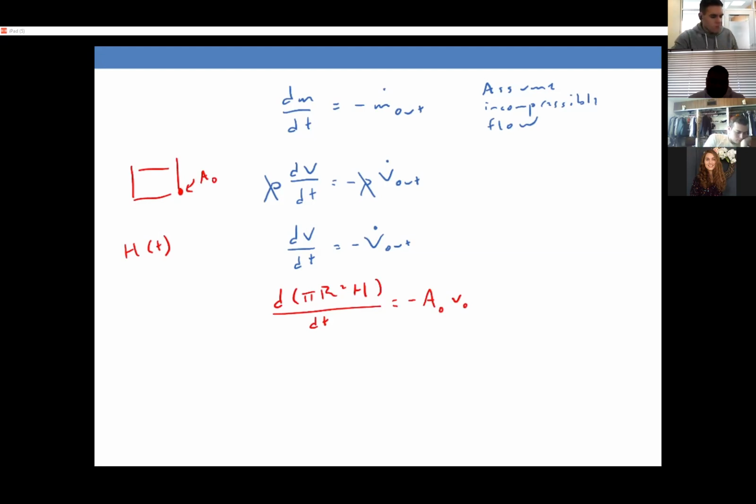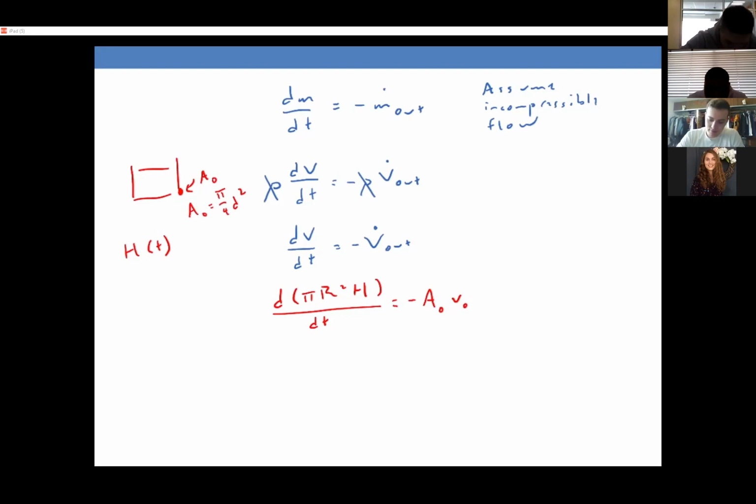Now, we have pi r squared h inside that derivative. Anything that's a constant can come out of the derivative. So what's a constant? Because it's a cylinder, the radius would be a constant, and pi is always a constant. So we're just left with dH/dt. In this case, because it's just a cylinder, straight up and down. In your homework, you're going to do a problem where r is not constant. That's going to be fun for you. Okay, we'll pull that out.